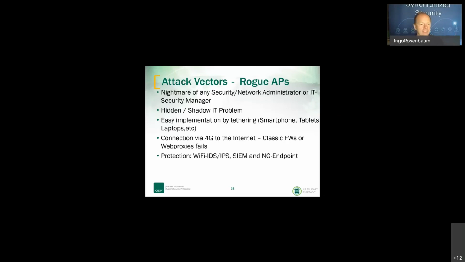You can try to get Wi-Fi IDSs, maybe SIEMs and endpoints. Next generation endpoints mean, okay, I have now access to an access point which is not authorized, that I have a connection to the internet. So then you have a chance to detect it. Otherwise, very difficult.